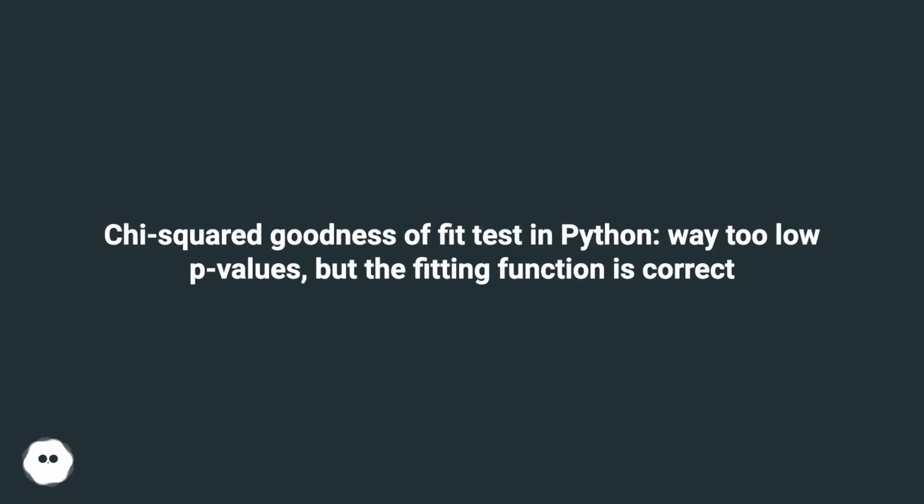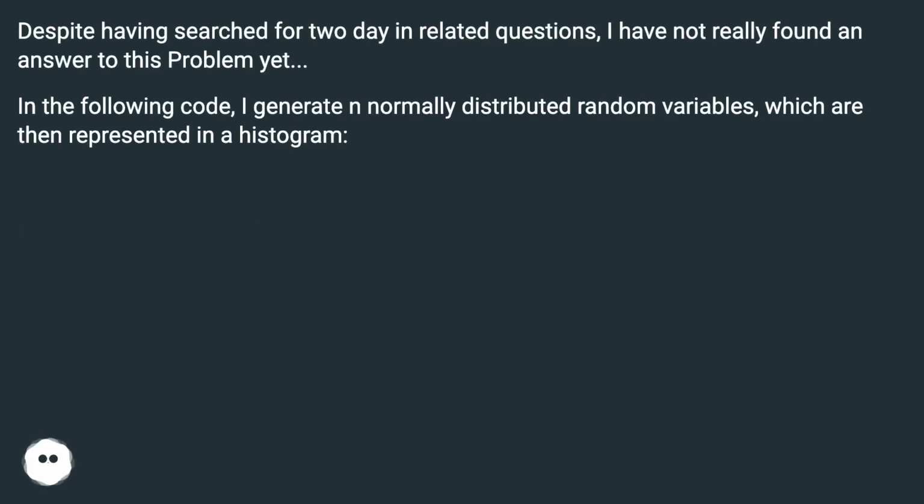Chi-squared goodness of fit test in Python, way too low p-values, but the fitting function is correct. Despite having searched for 2 days in related questions, I have not really found an answer to this problem yet.